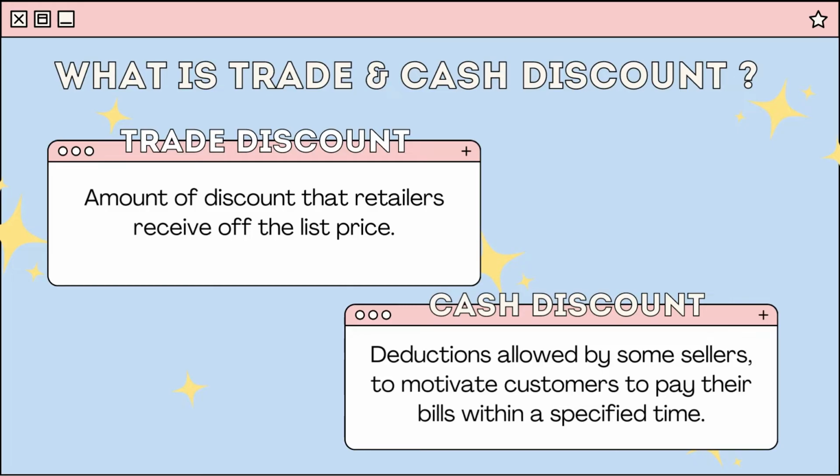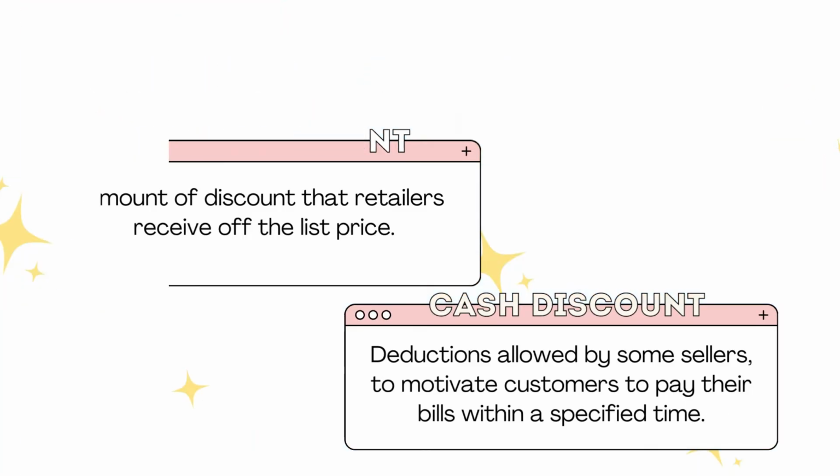What is trade and cash discount? Trade discount is the amount of discount that retailers receive off the list price, while cash discount is the deduction allowed by some sellers to motivate customers to pay their bills within a specified time. To help you understand more, we will discuss some questions related to this topic later.